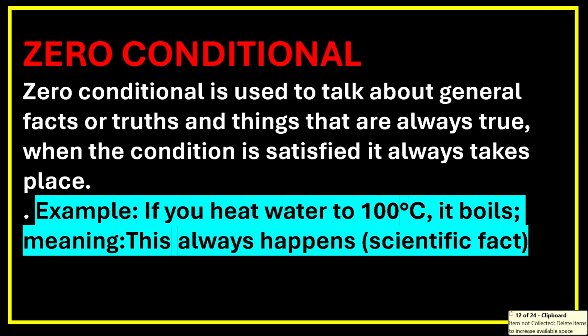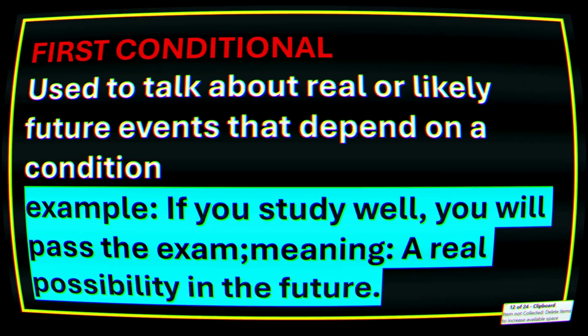Let's begin. Zero conditional. Zero conditional is used to talk about general facts or general truths and things that are always true. When the condition is satisfied, it always takes place. For instance, if you heat water to 100 degrees Celsius, it boils. That means this always happens. That is a scientific fact.